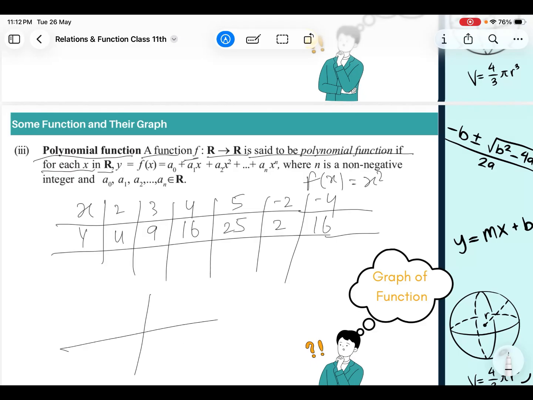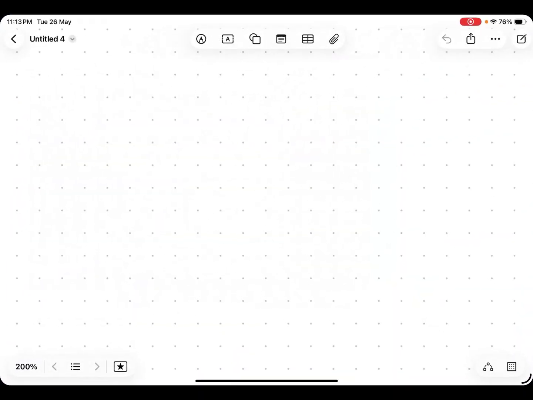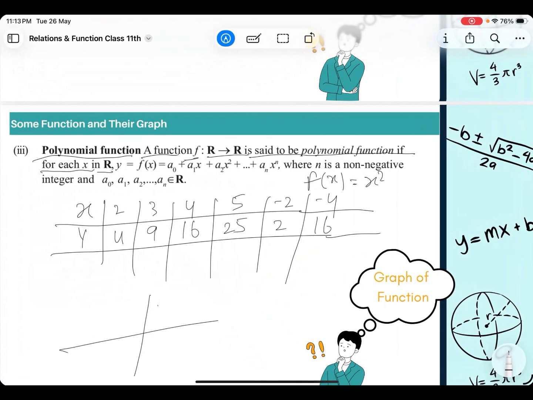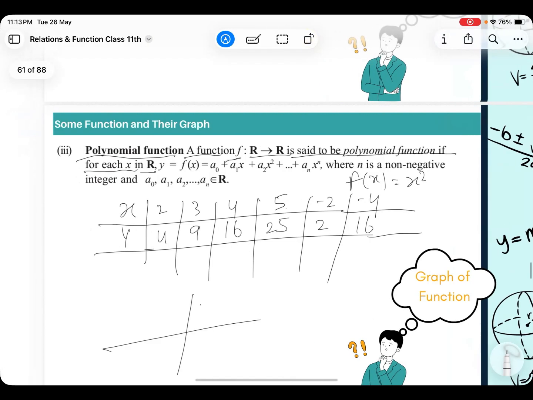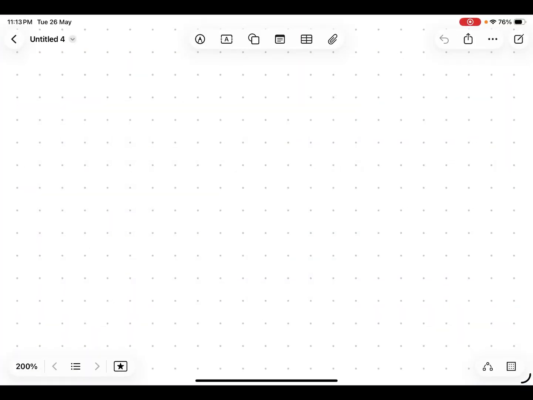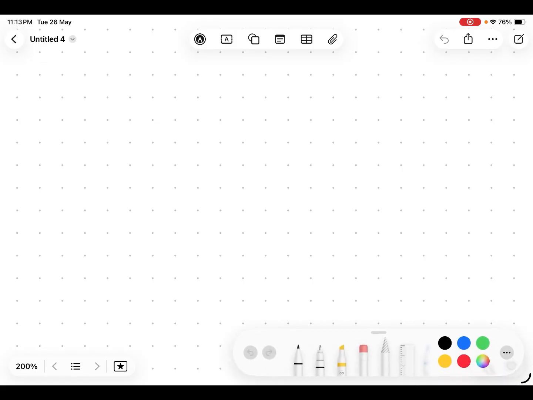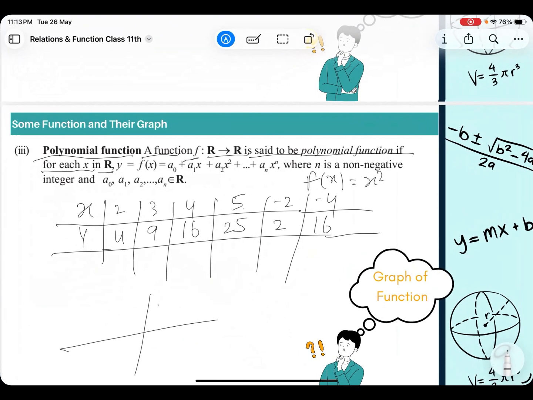And what will be the graph? Let me open this, and we have x as 5 and y as 25, right? So suppose this is, let's make it for 5 and 25, and what is the interval here?